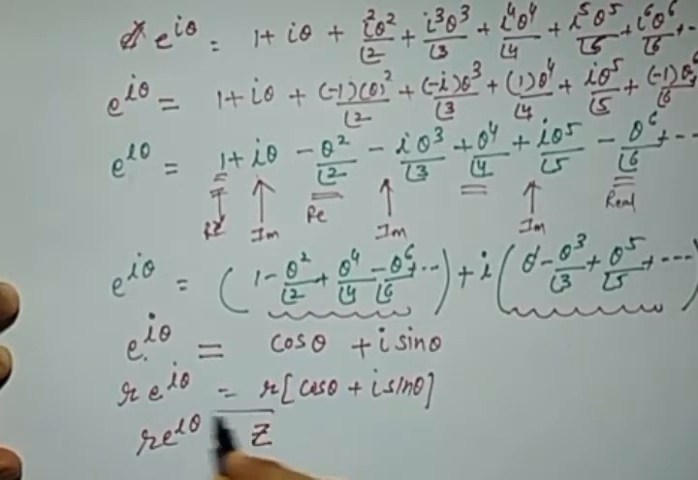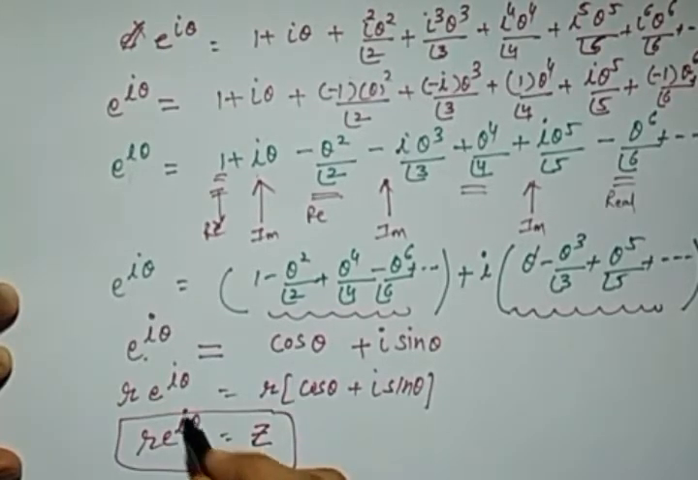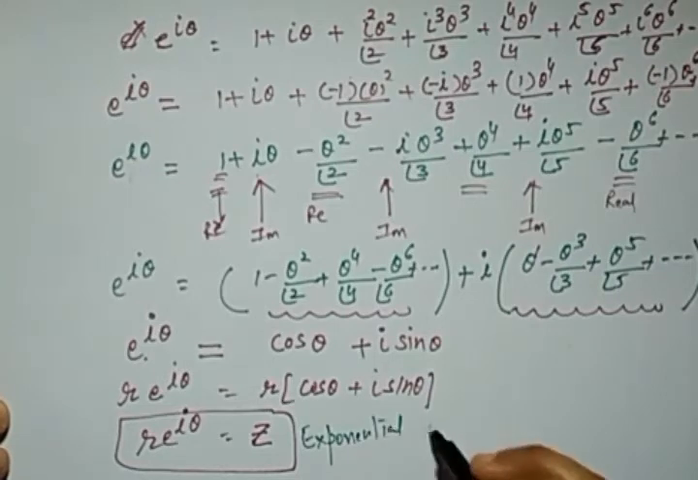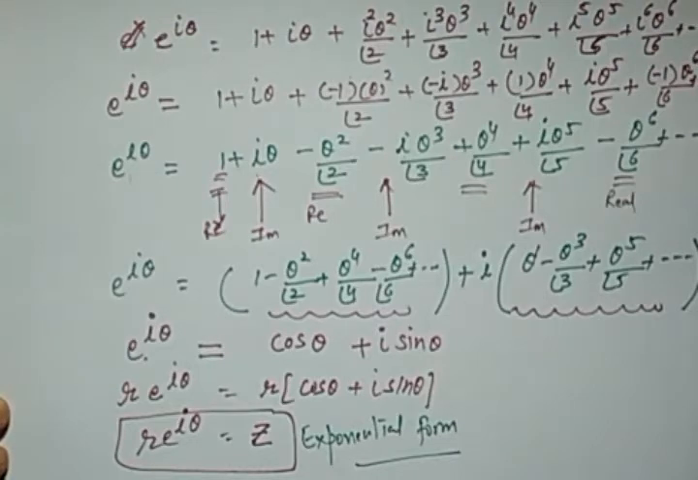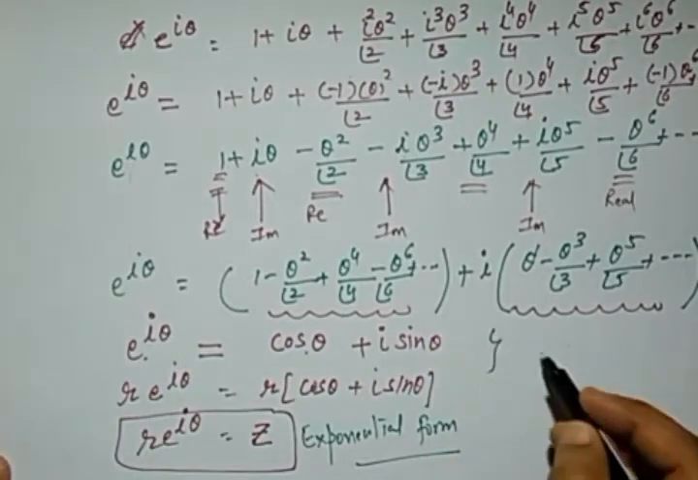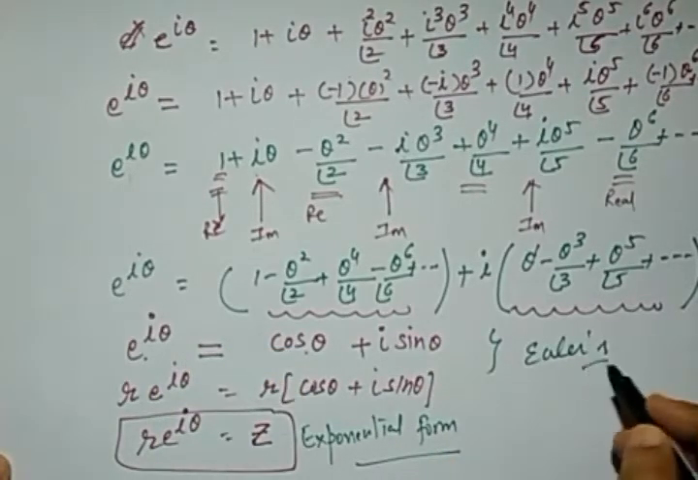So z is equal to r e raised to power i theta is the desired exponential form of our complex number. And remember this, here this exponential function is there on one side, on another side there are periodic oscillating functions cos theta and sin theta. So the relation of these oscillating functions with this exponential function is known as Euler's formula.